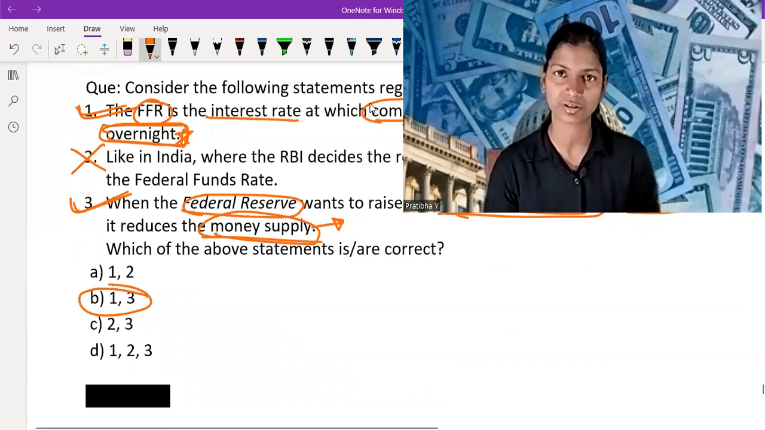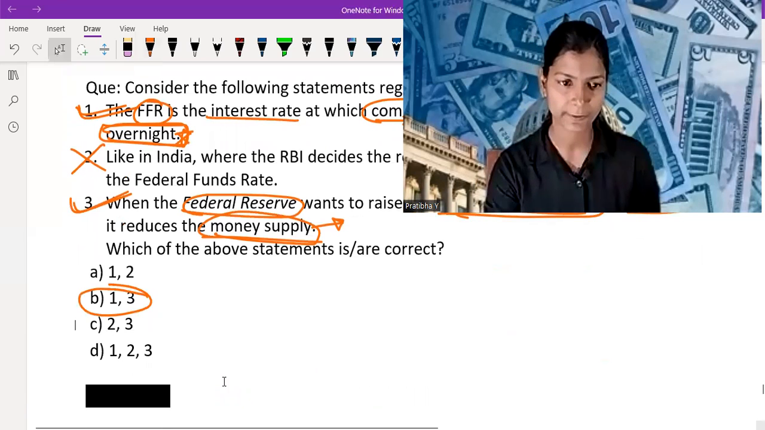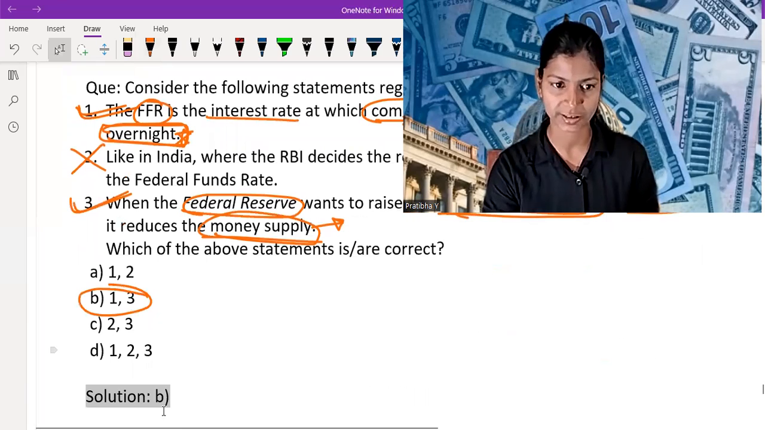Just check whether we are on the right path or not. So option B is correct. That means we are on the right path.